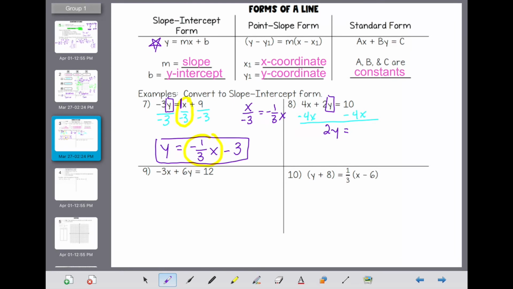So I will have 2y on the left, and just be careful that you don't get something like 6x. Remember, they are not like terms, so they cannot be combined that way. So I will rewrite this as negative 4x plus 10. And now my last step is to take everything and divide it by 2 so that I can get y by itself. Y equals negative 2x plus 5 is my final answer.